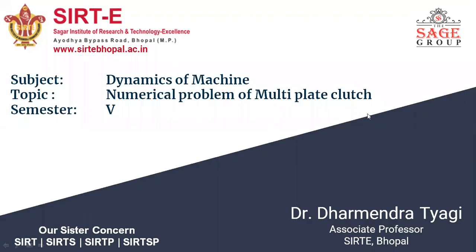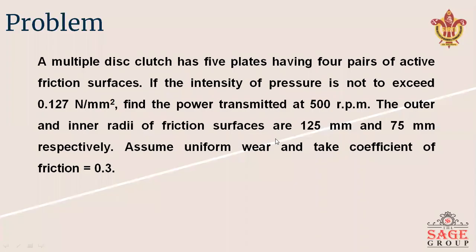Hello dear students. Today we are going to discuss the numerical problem of the multiplate clutch. This is a simple numerical problem related to the multiplate clutch. Here you can see that the multiplate clutch has 5 plates having 4 pairs of active friction surfaces.